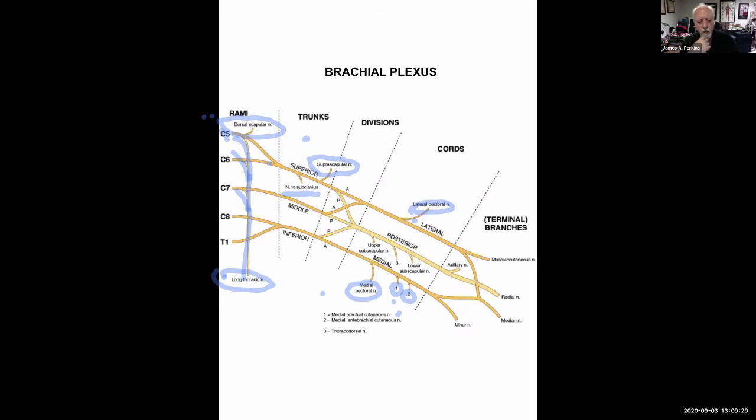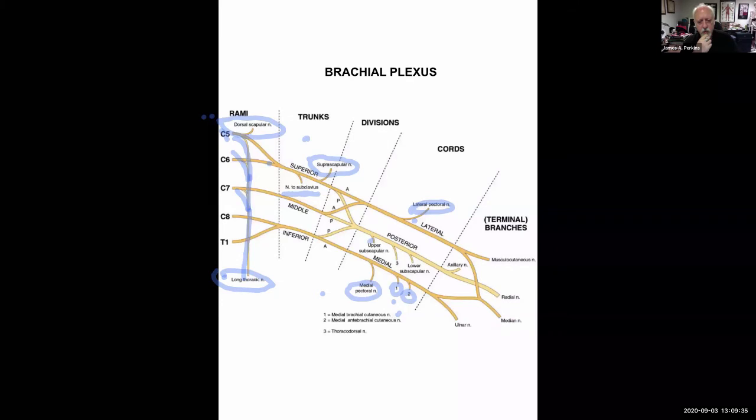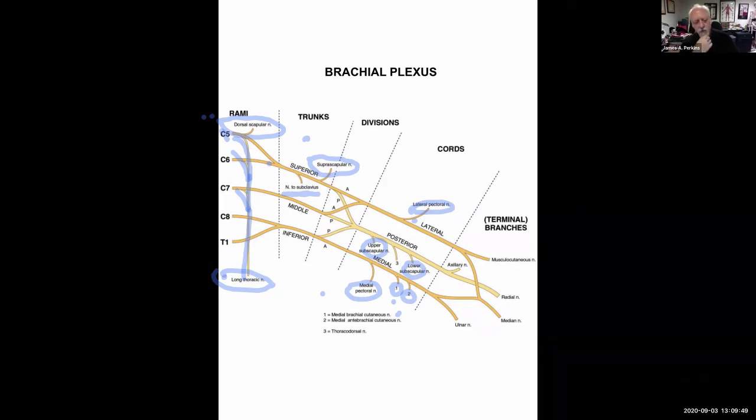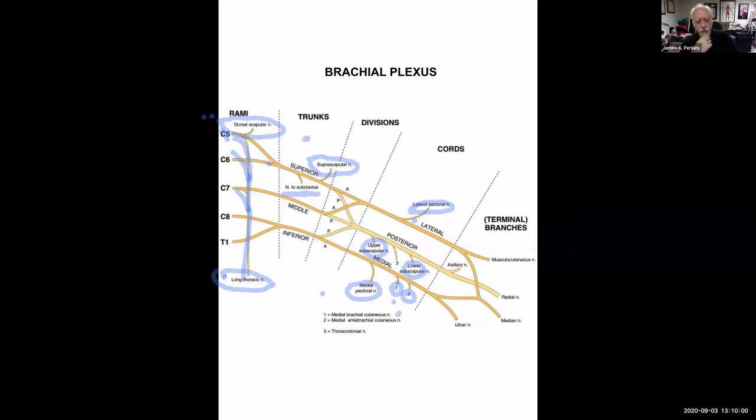So there are also 3 branches coming directly from the posterior cord. There's an upper and a lower subscapular nerve. These 2 nerves together innervate the subscapularis muscle. The lower subscapular nerve also has a branch that wraps around the back of the scapula to innervate the teres major muscle. And then in between those 2, number 3 here is the thoracodorsal nerve. This is the nerve supply to the latissimus dorsi muscle.